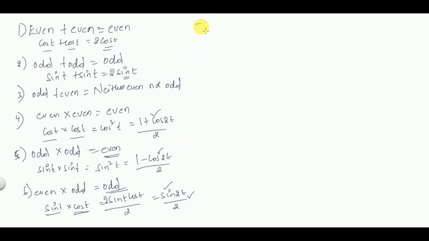And seventh, differentiation. Differentiation of an even signal is an odd signal. Similarly, differentiation of an odd signal is an even signal. So d by dt of cos t is sin t, d by dt of sin t is cos t.